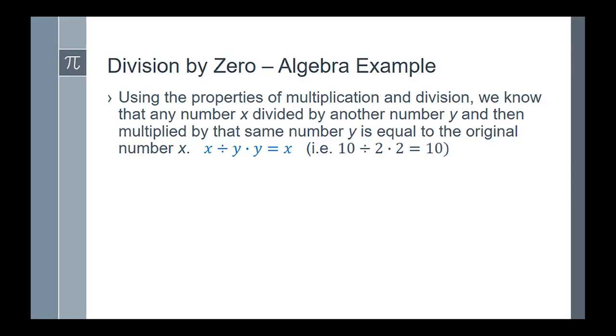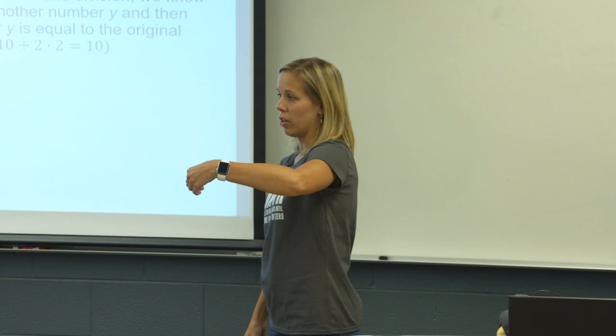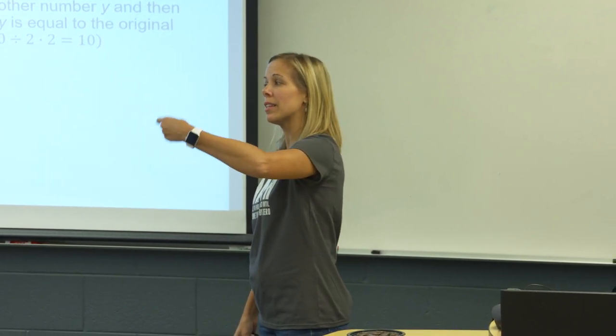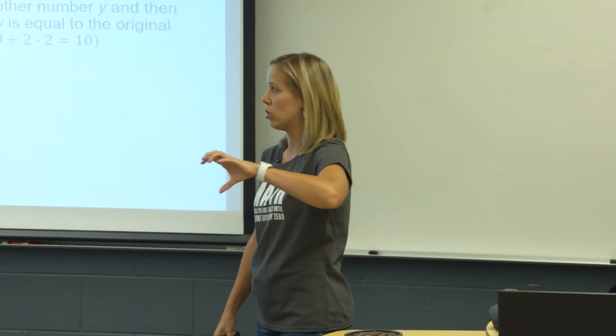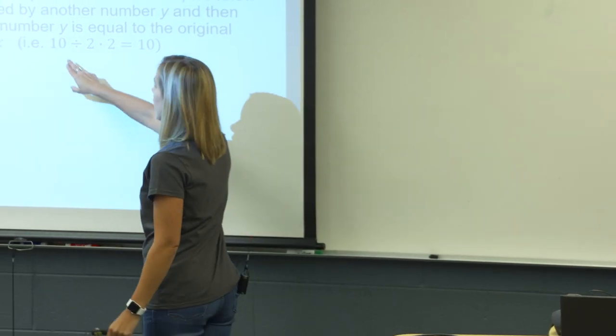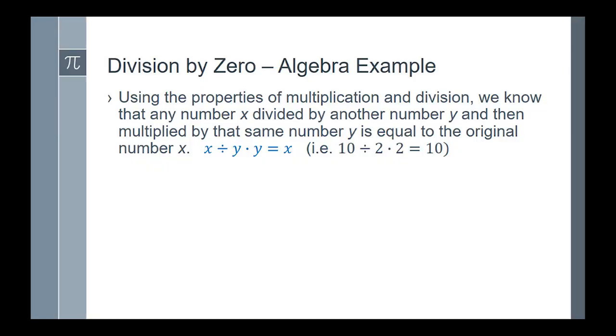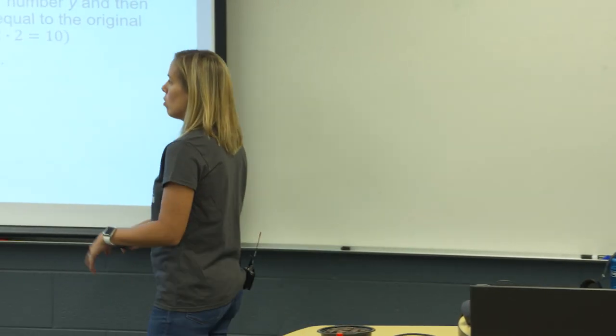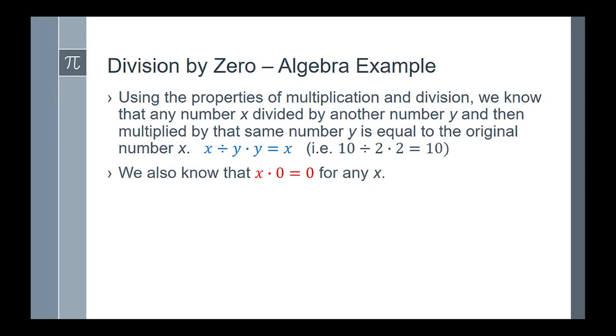Okay, so using properties of multiplication and division, we know that if we take a number, we divide it by another number, and then we multiply by that same number, we're going to get our original number. So for instance, if we take 10 and divide it by 2, and then we go back and multiply it by 2, we're going to get right back to 10, because the division and the multiplication are essentially undoing each other there. We also know that any number times 0 is going to be 0.